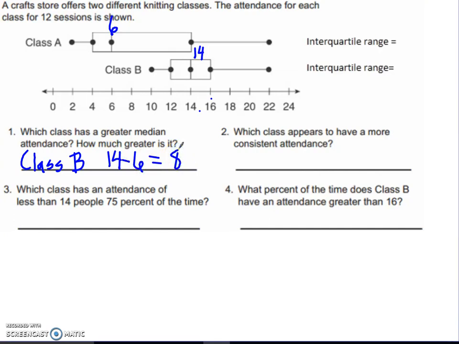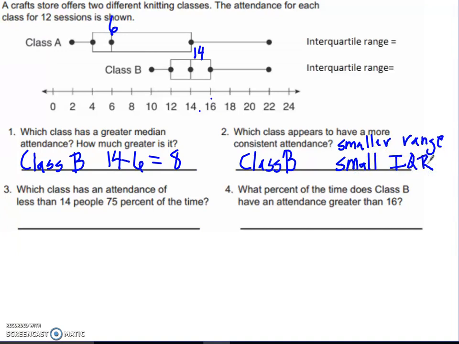Question number 2. Which class appears to be more consistent in attendance? Okay, we're looking at Class B. The reason why it is more consistent, its graph is closer together. It has a smaller range and a smaller interquartile range. That means it's more predictable. The data is all very close together if it has a small range and a smaller interquartile range.